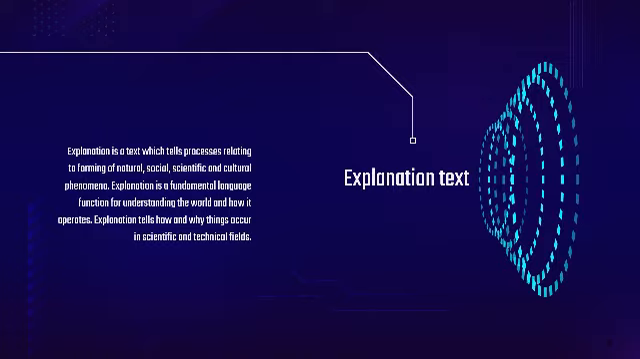The second genre I'm going to explain is the explanation text. Explanation is a text which tells process relating to forming of natural, social, scientific, and cultural phenomena. Explanation is a fundamental language function for understanding the world and how it operates. Explanation tells how and why things occur in scientific and technical fields.